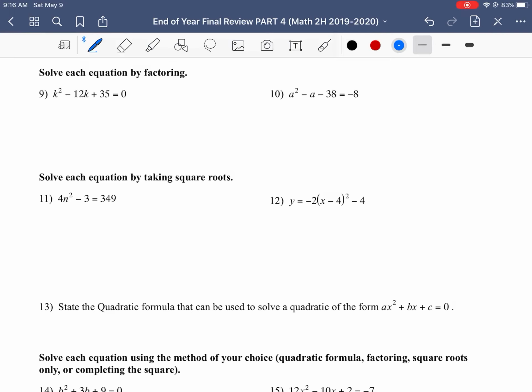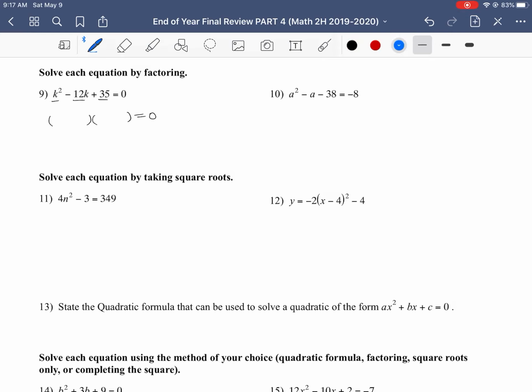Okay, so the first section says solve by factoring, so just practicing that, working through those steps. The first thing we always do when we solve by factoring is make sure that it's set equal to 0. So number 9 is set equal to 0, so in that case we look for a greatest common factor. Nothing divides out of k squared and negative 12k and 35, so we're just going to backwards FOIL.